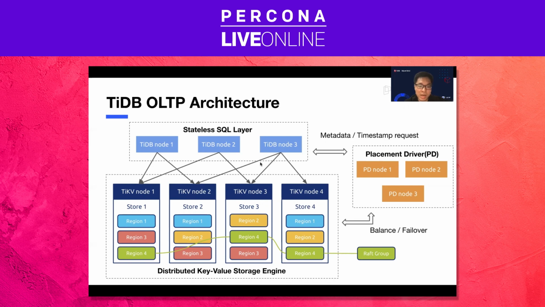All these components are highly available. TiDB is responsible for processing user requests. TiKV stores data and uses Raft to achieve strong consistency between replicas. PD allocates timestamps for transactions, and it can also perform load balancing and handle failures.